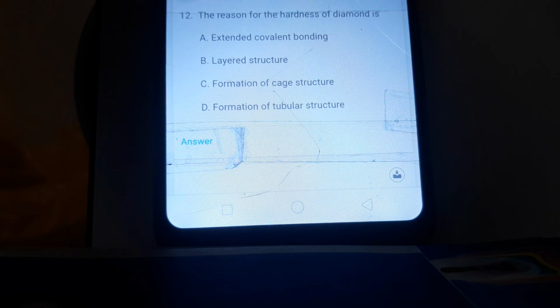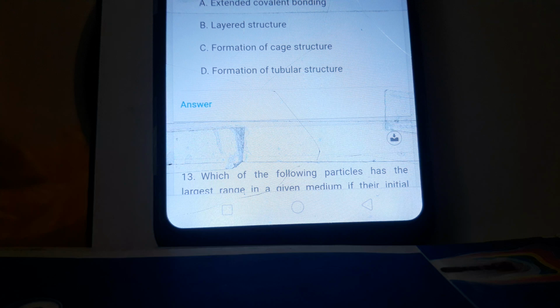Next question. The reason for the hardness of diamond is: A, extended covalent bonding; B, layered structure; C, formation of cage structure; D, formation of tubular structure. The next question. Which of the following particles has the largest range in a given medium if their initial energies are the same? A is alpha, B is gamma, C is positron, and D is electron.